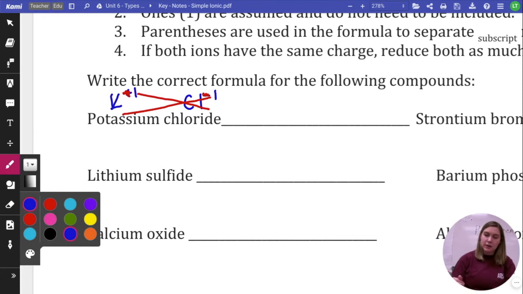So then we have our formula. We have potassium, which is K, and the number from chlorine is 1. 1s are assumed, so we don't need to write it. Then we have Cl. Once again, it should have a 1 next to it.